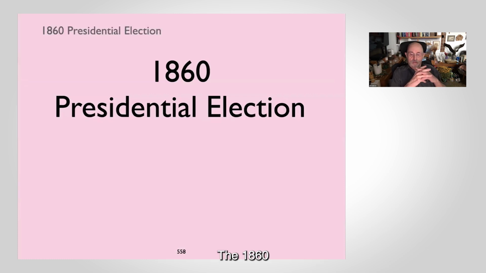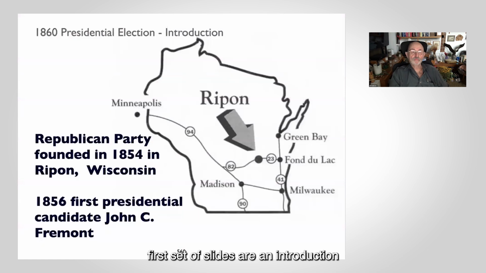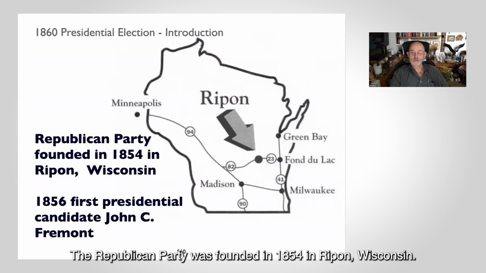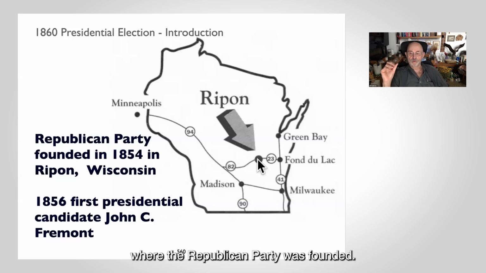The 1860 presidential election. First set of slides are an introduction. The Republican Party was founded in 1854 in Ripon, Wisconsin. Here's where we are, Minneapolis area. You can take 94 to 82 and across, and here is Ripon, Wisconsin, where the Republican Party was founded.